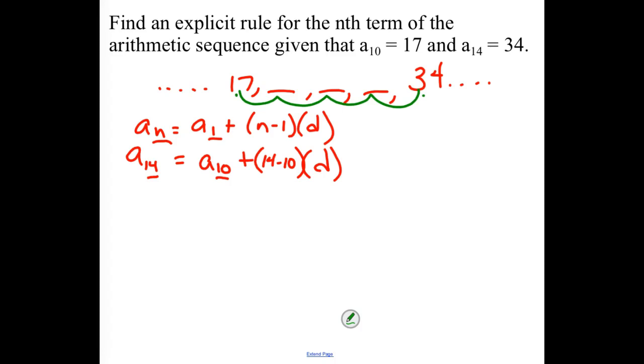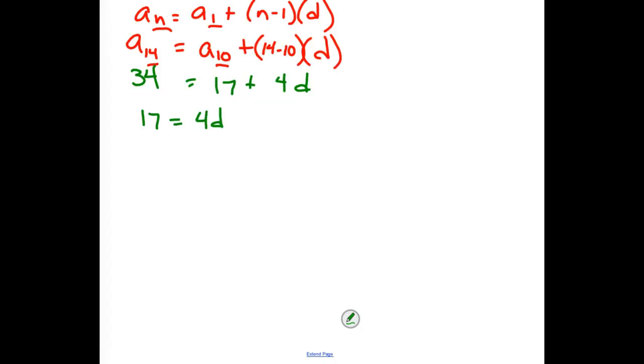All right, let's substitute in the things we know. Our 10th term is 17. We said 14 minus 10 is 4. And my 14th term here is 34. Subtracting 17 gets us 17. This one's going to be a little messier. We're going to get a decimal. That's okay. What's 17 divided by 4? Okay. That's one of the two things that I have to know to write my explicit rule. The other one is a sub 1.